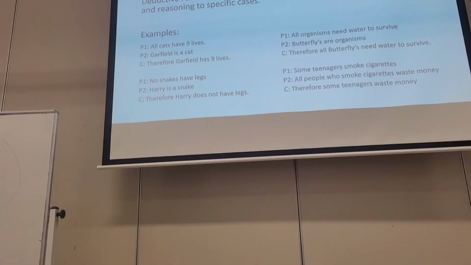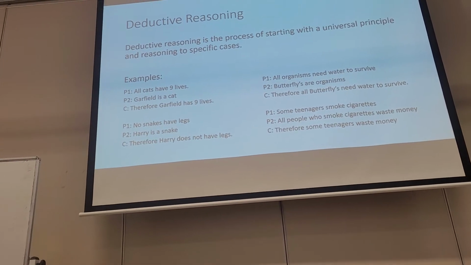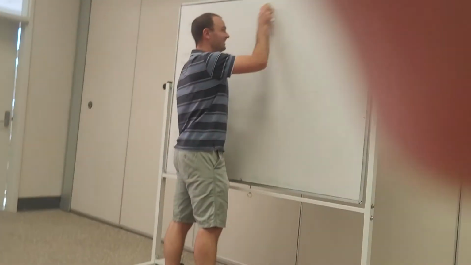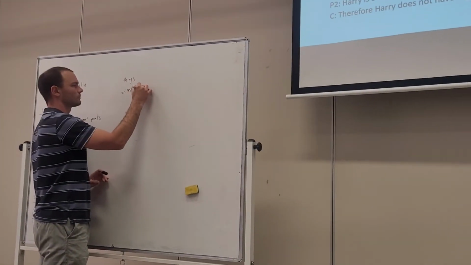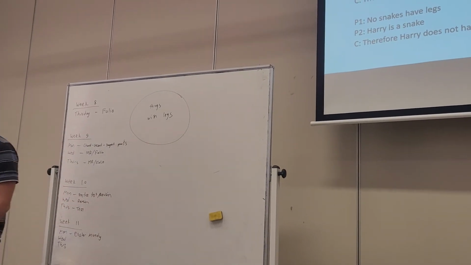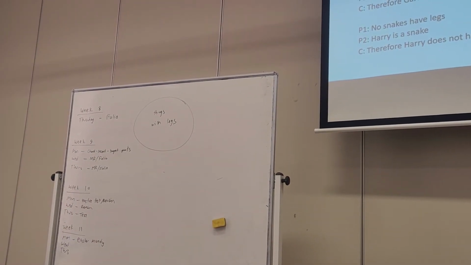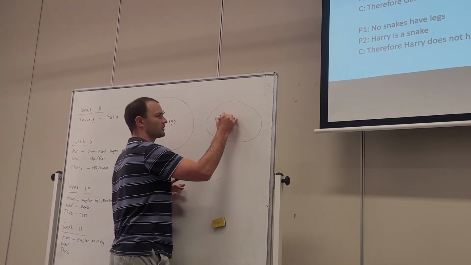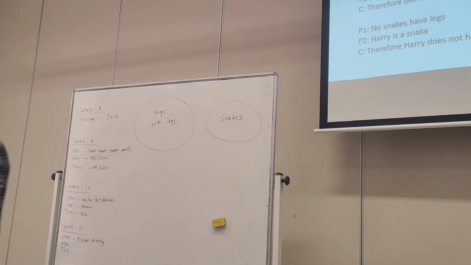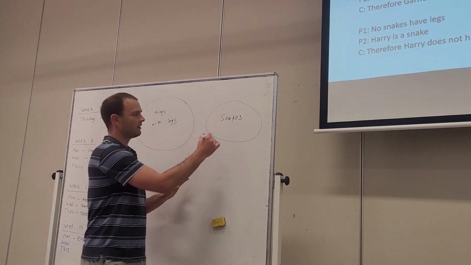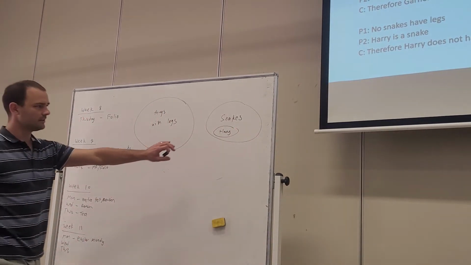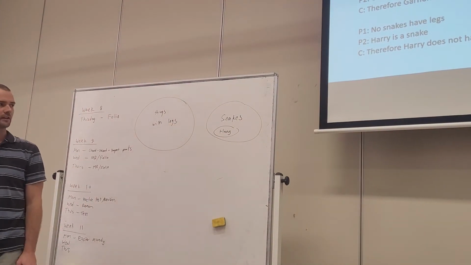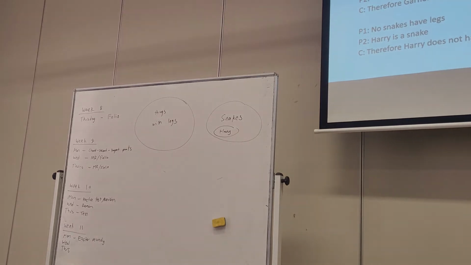All right, no snakes have legs. All right, so if I do some circles again. So things with legs. All right, there's things with legs. And the second premise is that no snakes, the first premise is no snakes have legs. So snakes are out here. Snakes do not belong to this set. Harry is a snake, so Harry belongs to this set. Therefore, Harry does not belong to this set. Harry does not have legs, okay? So we're going, this is true, what's the conclusion?